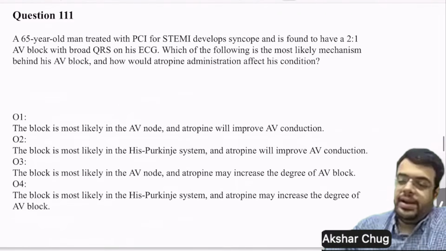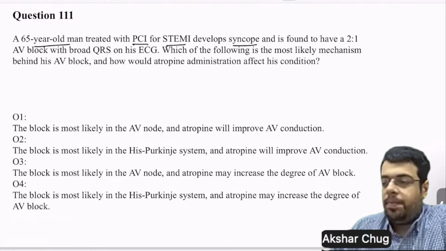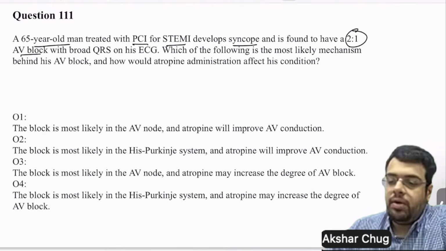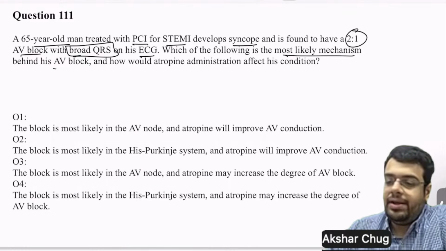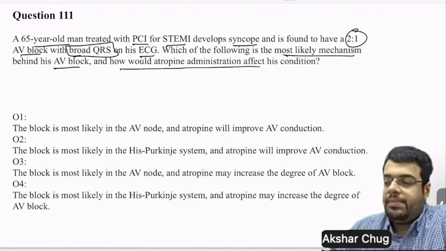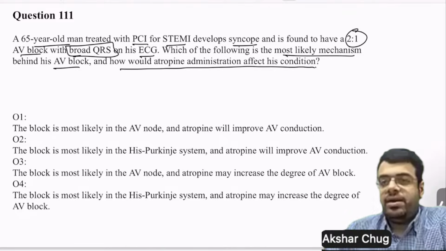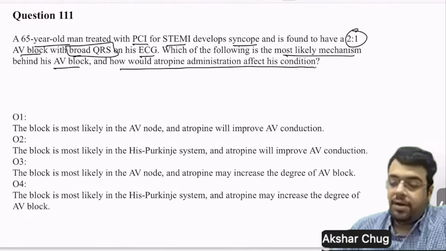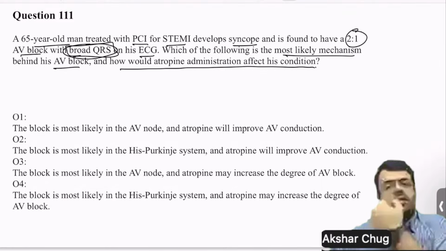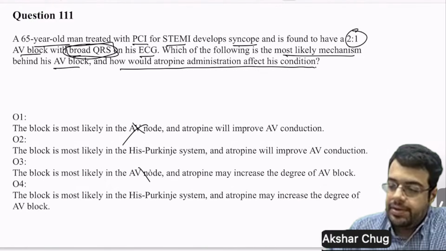Question 111. A 65-year-old man treated with PCI for STEMI develops syncope and is found to have 2:1 AV block with broad QRS on ECG. Which of the following is the most likely mechanism behind his AV block? How would atropine administration affect his condition? In 2:1 block, we are either considering a Mobitz type 2 block or a His-Purkinje system block. We are given that there is a broad QRS, so it means the block is below the level of the AV node. So it is a His-Purkinje system block.